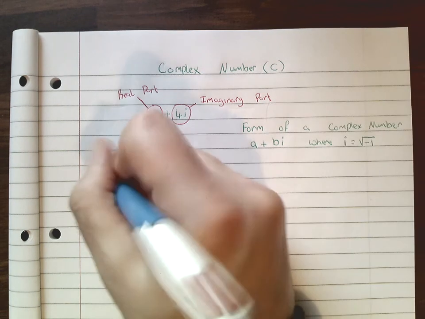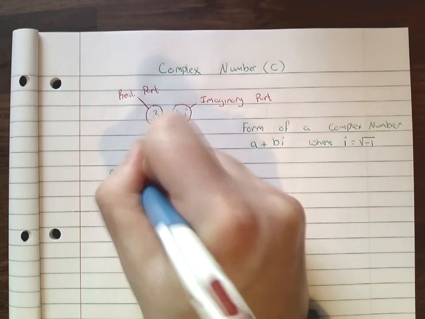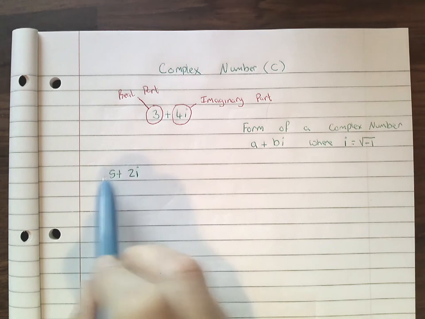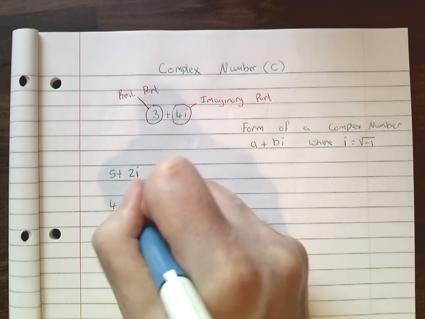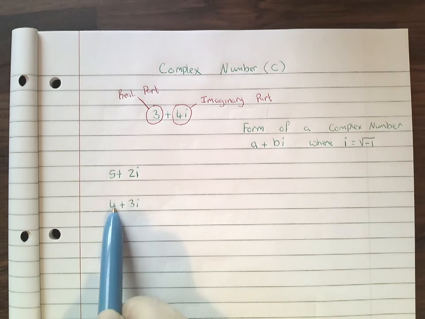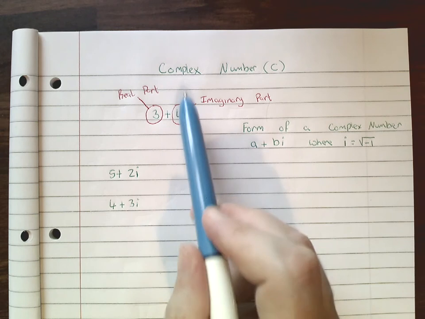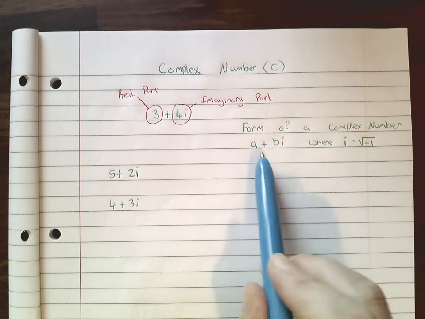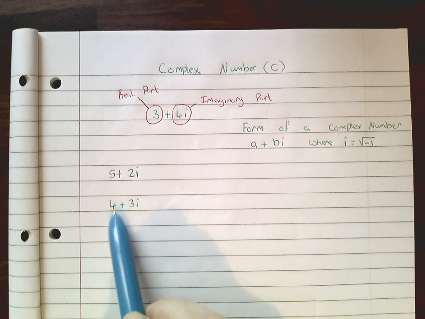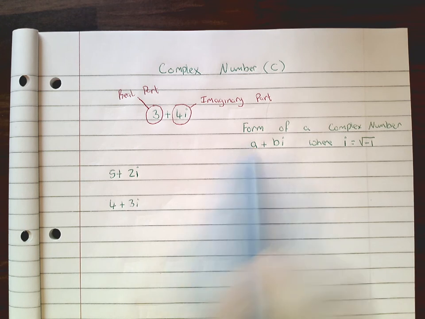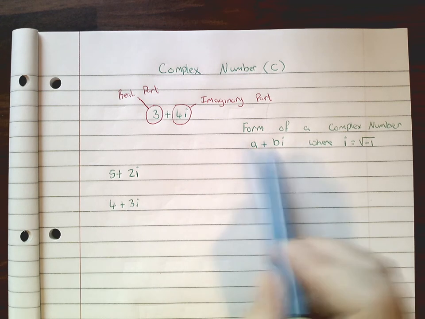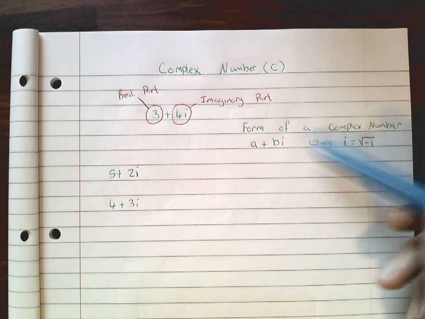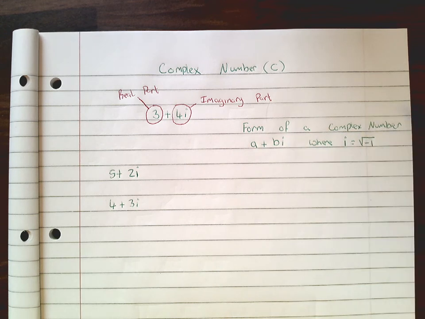So just some other examples of complex numbers. You could have 5 plus 2i. Again, this is the real part, this is the imaginary part. You could have something like 4 plus 3i. Again, this is the real part and this is the imaginary part, and together they make up a complex number. And again, it's just in this general form. In this case, this 4 is representative of a, this 3 is representative of b, and the i is representative of i as well. So this is the general form, and remember, in relation to imaginary numbers, i is equal to the square root of -1.